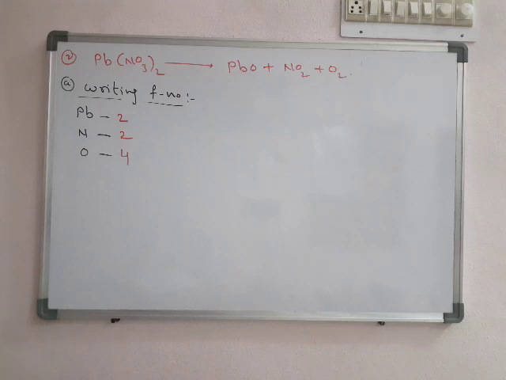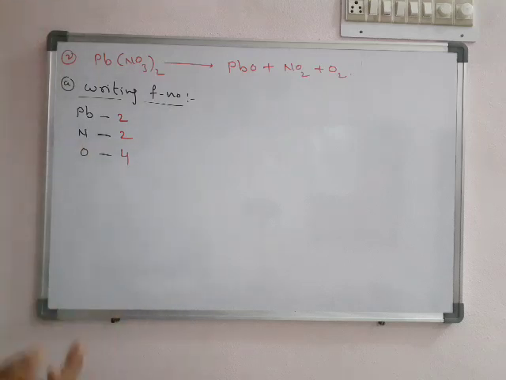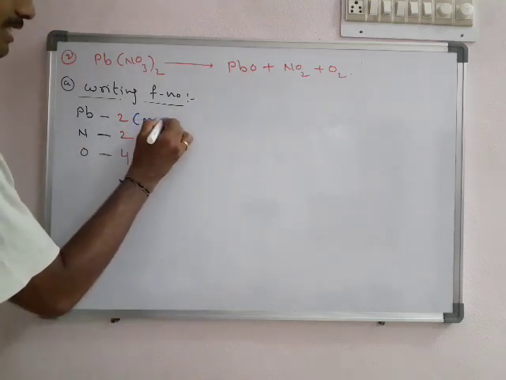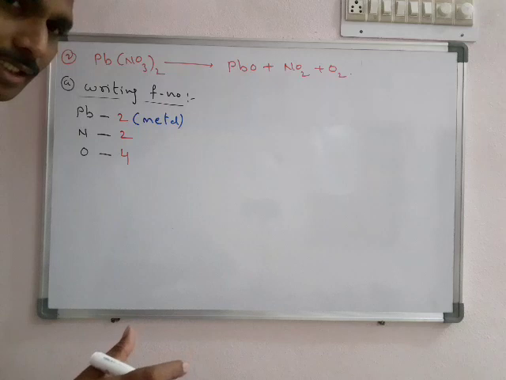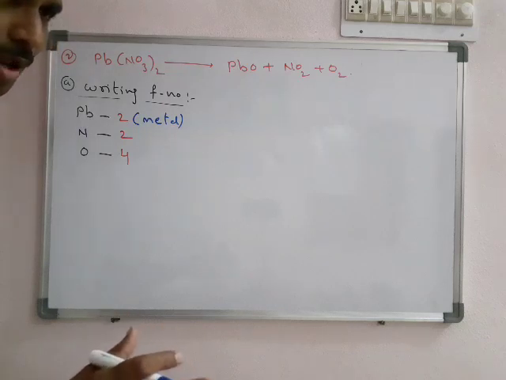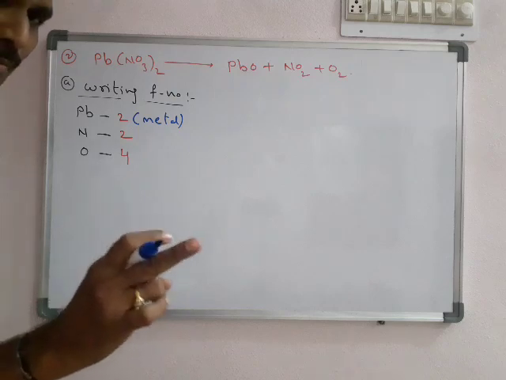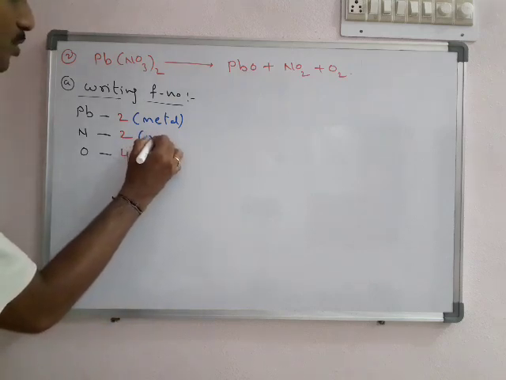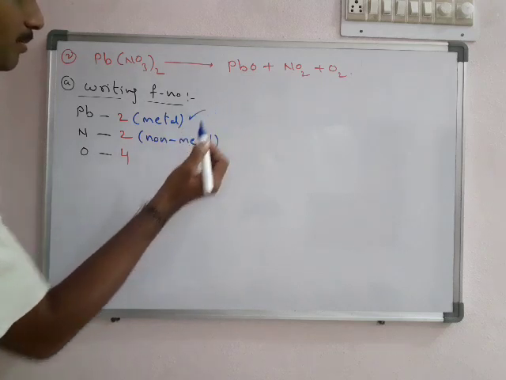So first, balance the least number. Which one do we need to balance? Lead and nitrogen. So again, lead and nitrogen comparison. One is metal, one is non-metal. Which is metal? We must know the list. We must learn that list by heart. It's compulsory. Without that list you can't do this type of problems, because here two elements are present. You can choose lead or nitrogen, but we need to choose the metal first. So we must know whether an element is a metal or non-metal. Metal we should balance first.